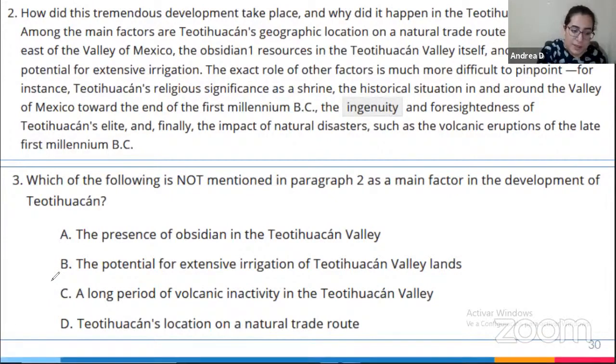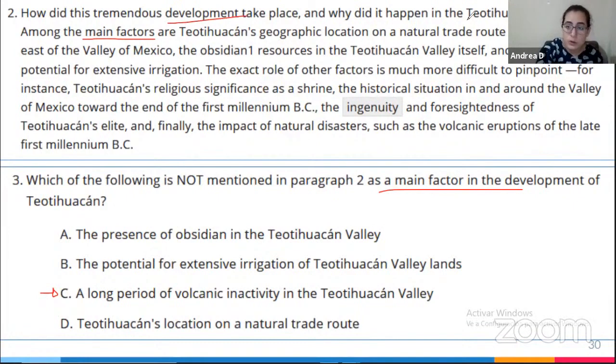Now let's look at why, and mainly let's look at the mistakes that you could make when you have this type of question. First of all, we said you find your keywords, right? Which in this case would be main factor in the development of Teotihuacan, because that's exactly what they're asking. They're asking for one thing that's not mentioned as a main factor in the development of Teotihuacan. So that's what you have to look for in your paragraph first. I don't know if you found the keywords: main factors in the development of Teotihuacan.